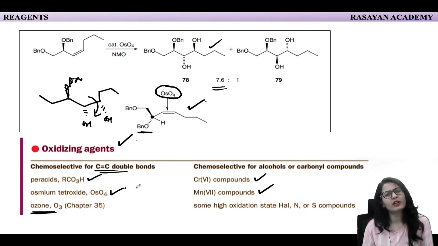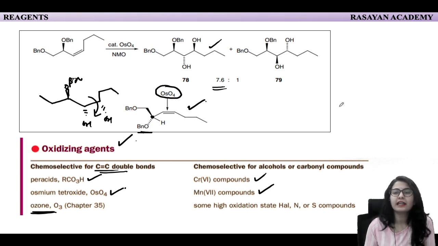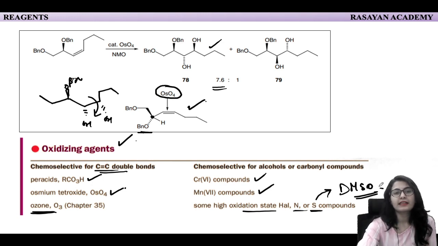अच्छा, ozone का भी बहुत simple सा reaction होता है. We will see that in the non-metal oxidizing agents along with DMSO and so on. ठीक है? Okay. Some high oxidation state halides and nitrogen or sulfur compounds. We will see the sulfur compound DMSO because ये usually आता है exam में.